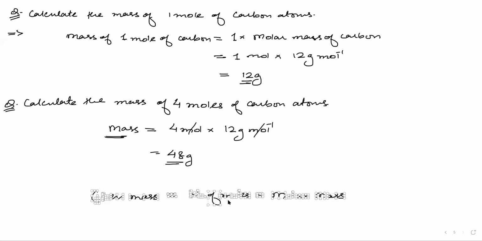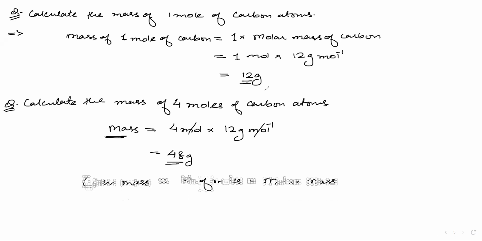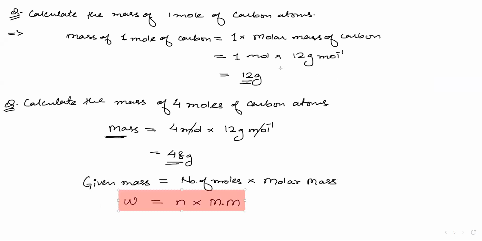Now I will write this formula in short terms: given mass we call W, number of moles is denoted by small n, and molar mass is denoted by mm. You will remember this formula. In this formula you have 3 terms. You will be given any 2 terms, and you will be asked for the 3rd term. This formula can also be used for the calculation of number of moles for a given amount of substance. Number of moles is equal to given mass by molar mass.